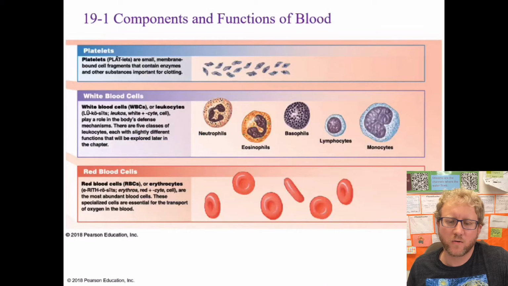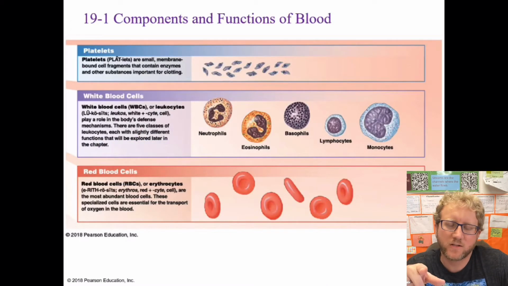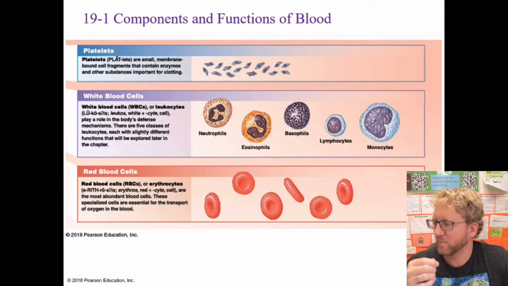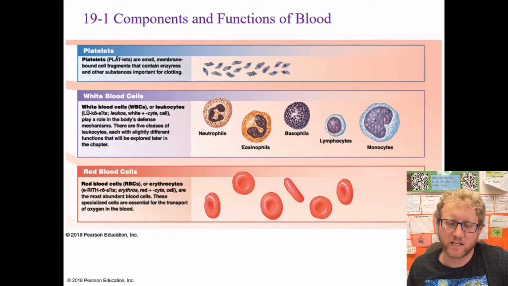So we're going to focus on red blood cells. White blood cells we spend a lot of time on in the immune system, so I'm not really going to touch on those that much, and then we'll talk about platelets. Platelets are actually pretty simple as far as formation and stuff is concerned. So here are three components of the formed elements of blood: the red blood cells, the white blood cells, and the platelets.